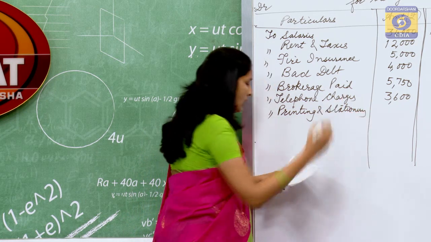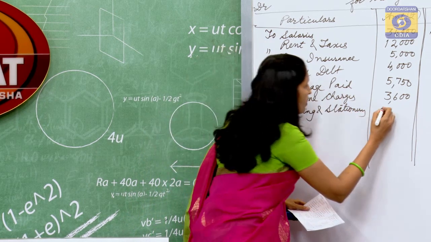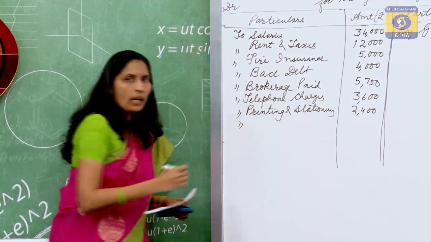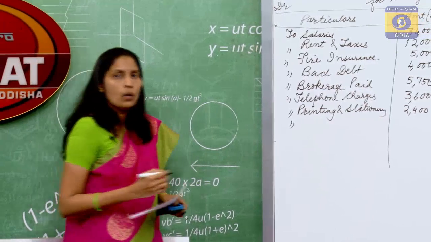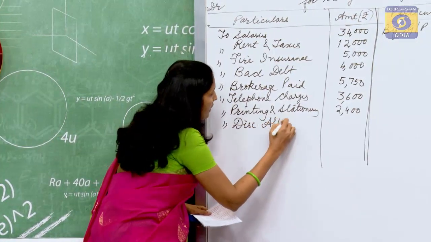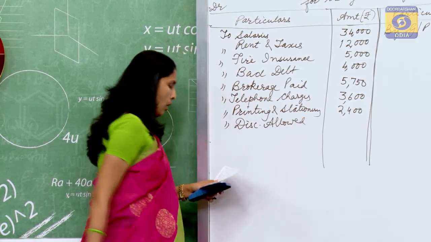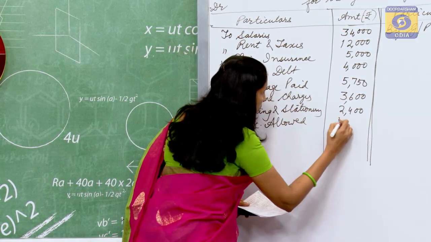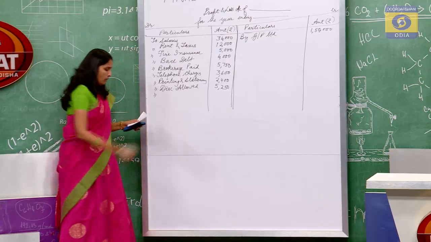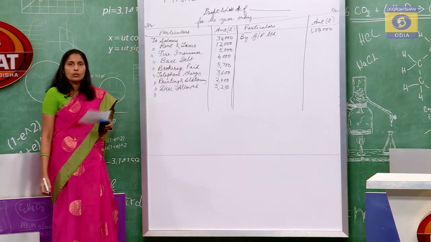The amount of printing and stationery is 2,400. Next item we have is discount allowed. Discount allowed is an expense. Already I have discussed that with you. So, discount allowed, the amount is 5,250. Next we have discount received, which will go to the credit side.